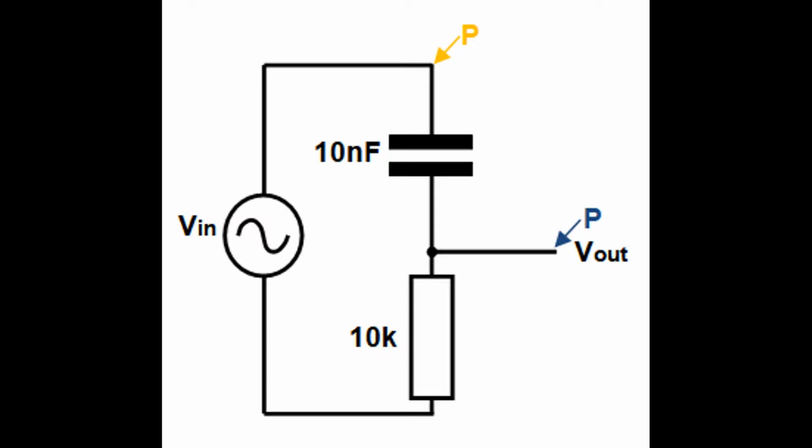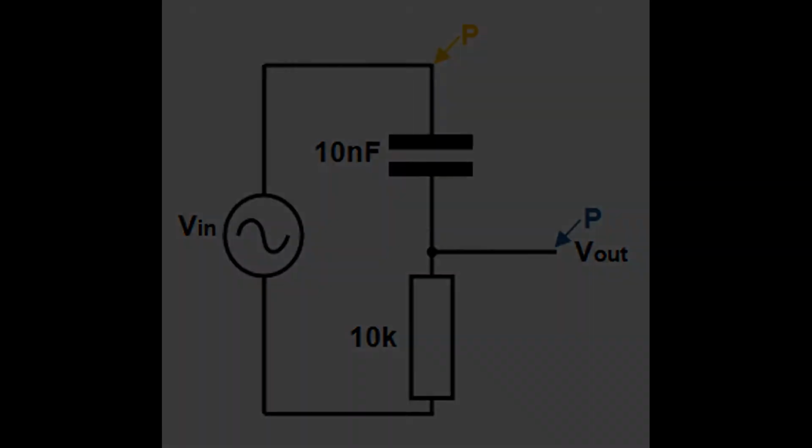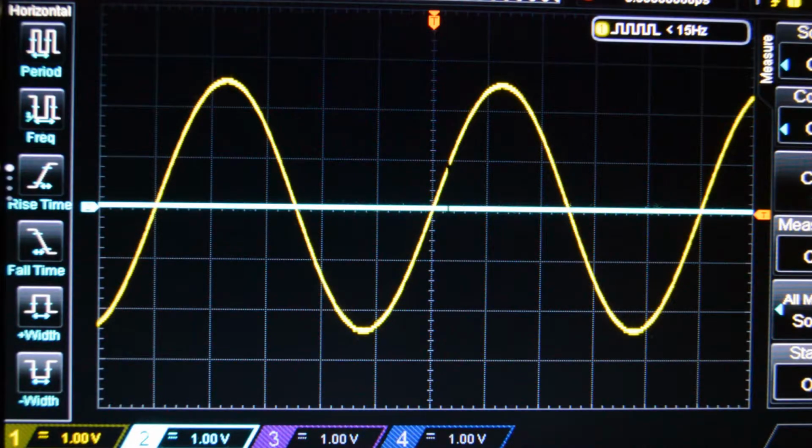Here is today's circuit. It looks very much like the low pass filter, except I've swapped the capacitor and the resistor. The input is on the yellow trace and the output is on the blue trace, just like my previous low pass filter video. Let's start our observations.